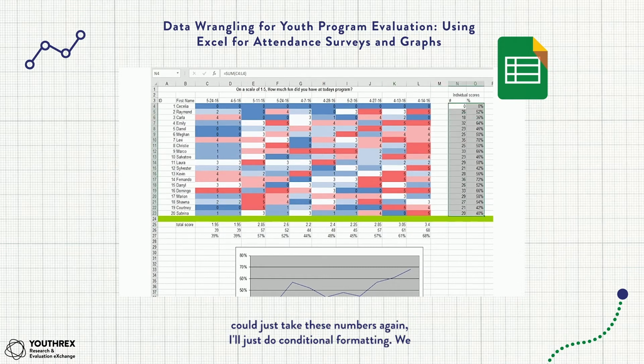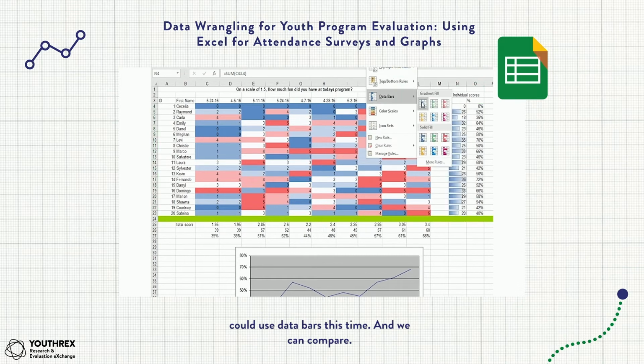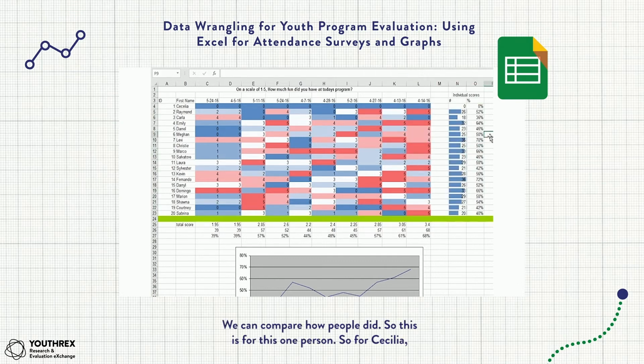Again, I'll just do conditional formatting. We could use data bars this time. And we can compare how people did. So this is for this one person. So for Cecilia, she put in all zeros. So her score is a 0. So she was 0% satisfied. Whereas some other people, like for example, Fernando, he was 72% satisfied because he had more 5s, and so on. It just averages out across.